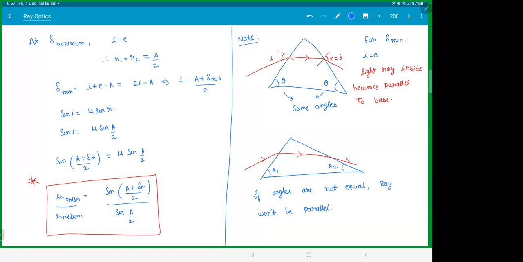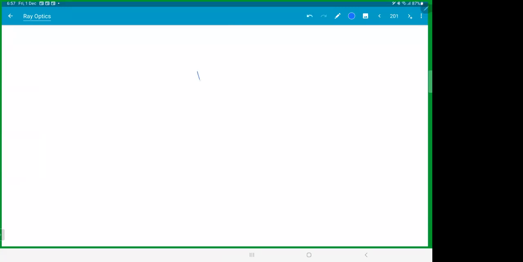They will say a right-angled isosceles prism is given. Listen to this question again. A right-angled isosceles prism is given. When there is a minimum deviation, the light ray is parallel to the base. True or false? A right-angled isosceles prism is given. When the minimum deviation occurs, the light ray becomes parallel to the base. What do you guys think?